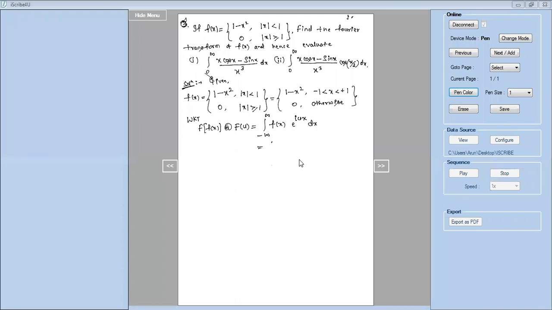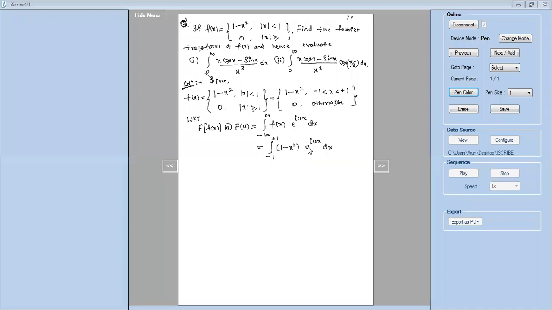I'll write this as integral minus 1 to plus 1. And what is the function in minus 1 to plus 1? It is 1 minus x square. I substitute directly: 1 minus x square, this function, into e power i u x dx. The function was substituted. So directly we have replaced this limit minus infinity to plus infinity by minus 1 to plus 1, and with this minus 1 to plus 1 the function is 1 minus x square that we have substituted into this term e power i u x.